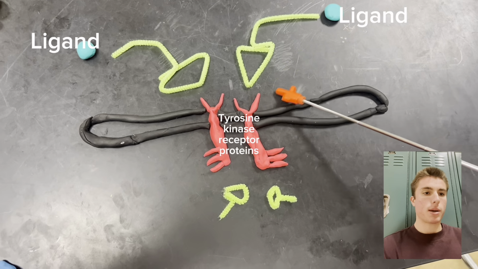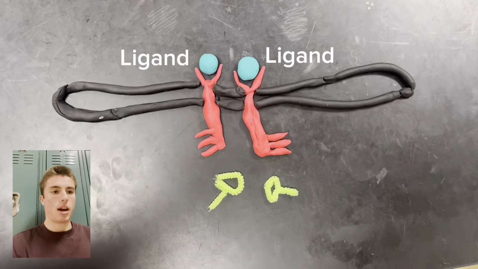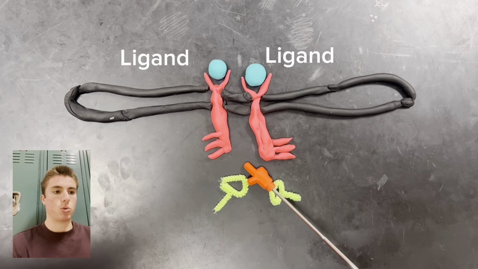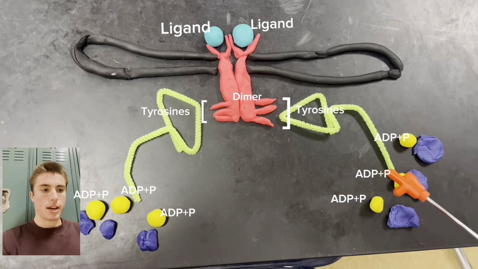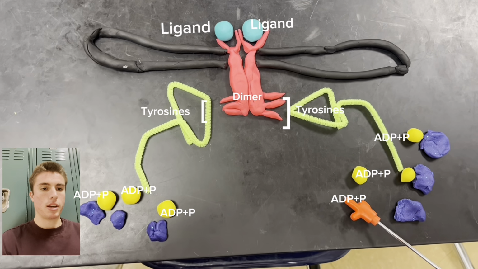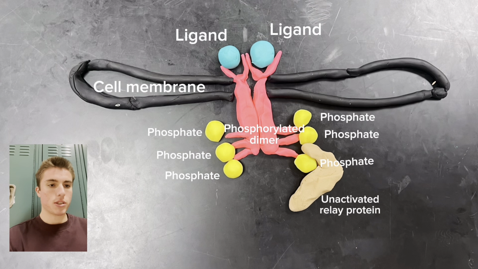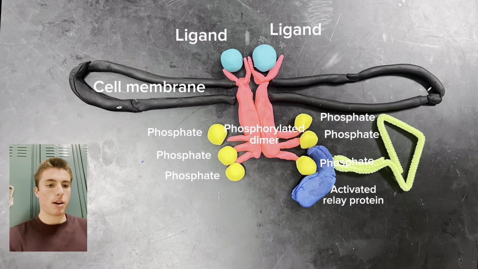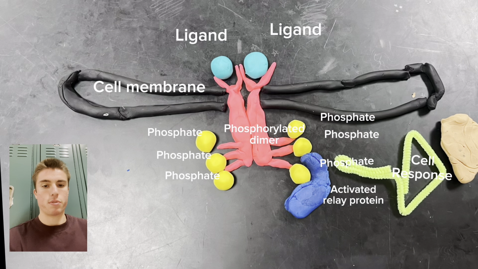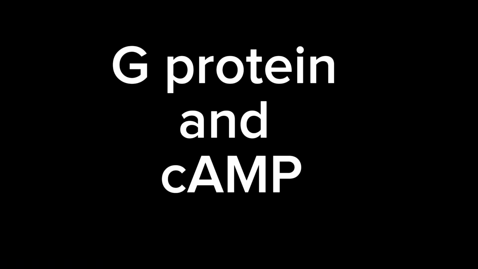At first, 2 receptors receive a ligand each. After each receptor has a ligand, they join to form a dimer. Next, 6 ATP come in and attach to the proteins, leaving a phosphate each. The phosphate is added to relay proteins, activating them. An example of a tyrosine kinase receptor in real life would be an insulin receptor.